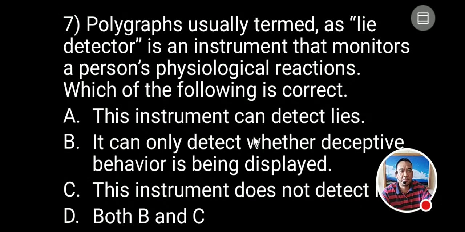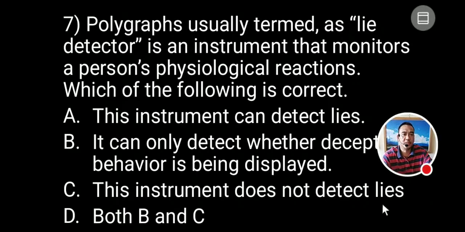Number 7. Polygraph, usually termed as lie detector, is an instrument that monitors a person's psychological reactions. Which of the following is correct? Letter A. This instrument can detect lies. Letter B. It can only detect whether deceptive behavior is being displayed. Letter C. This instrument does not detect lies. Or letter D. Both B and C.